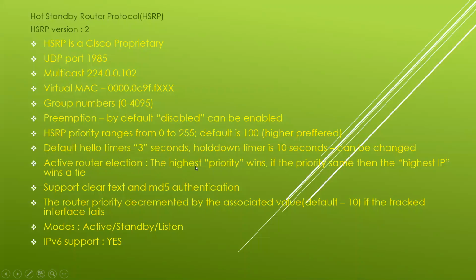Active router election: the highest priority wins. If the priority is the same, then the highest IP wins the tie, same as HSRP version 1. It supports clear text and also MD5 authentication. This is the plus point in HSRP version 2. The router priority is decremented by the associated value, default 10, if the tracked interface fails. The modes are the same as HSRP version 1: active, standby, listen. This supports IP version 6.